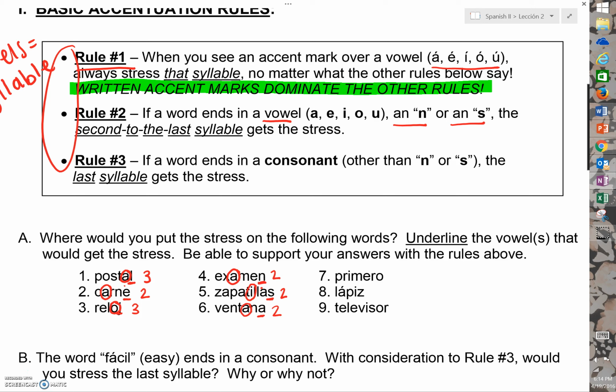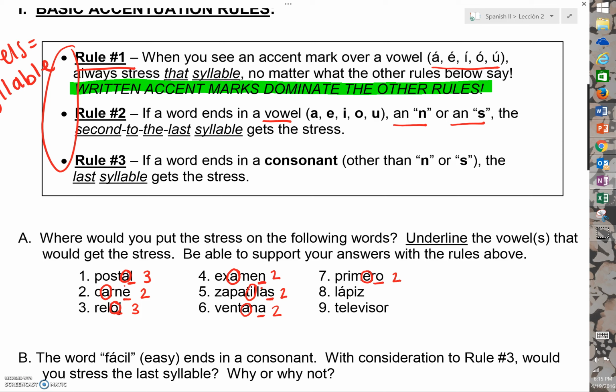Primero. Primero ends in an O, and according to rule number 2, the second to the last syllable gets the stress. Because primero ends in an O, the second to the last syllable will receive the stress.